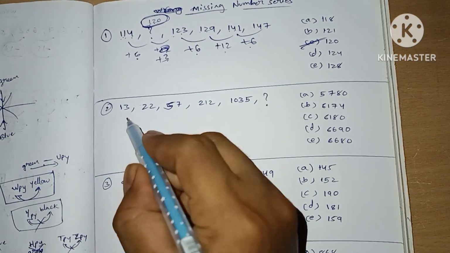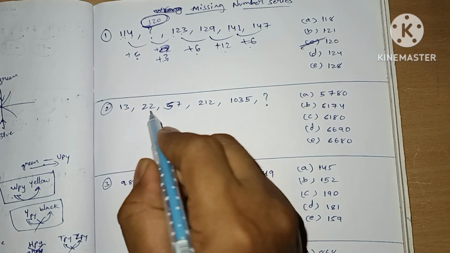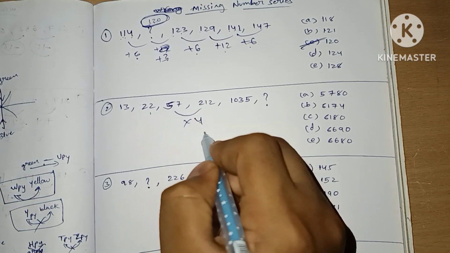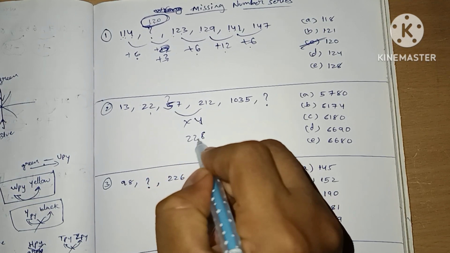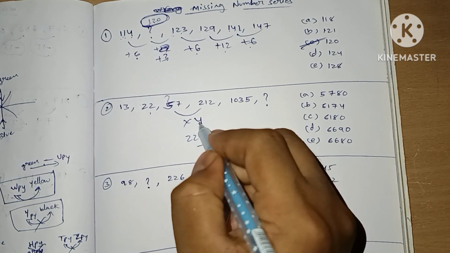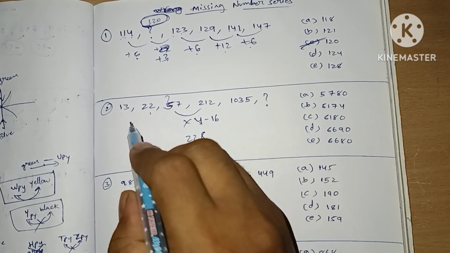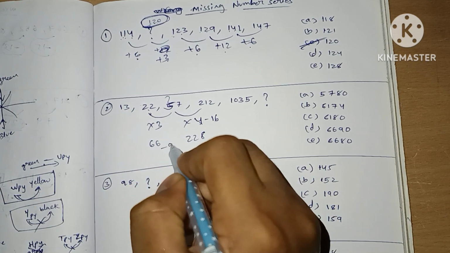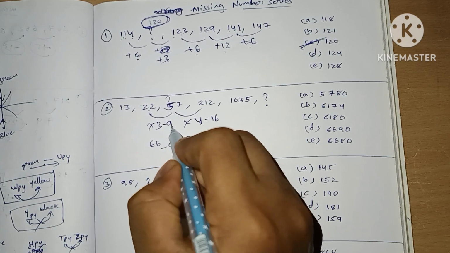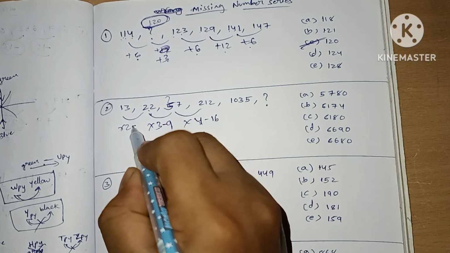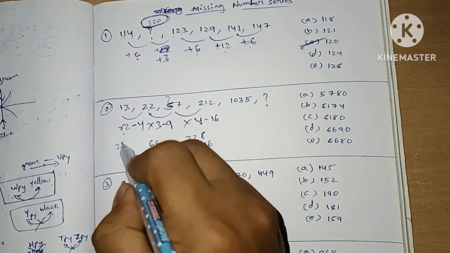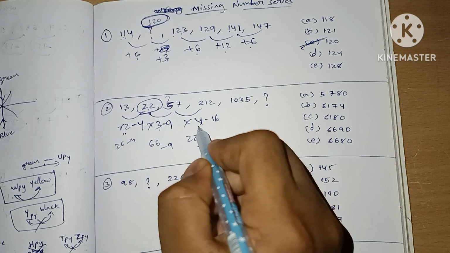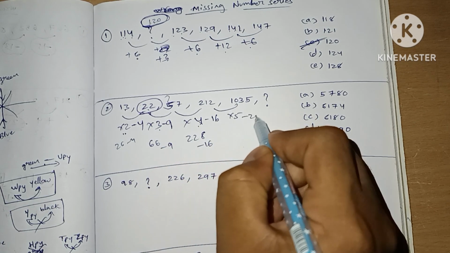Next question, here I can clearly see that this is nearly 4 times, 7 4 times is 28, minus 16, so into 4 minus 4 square. Here it must be into 3, 22 3 times will be 66, minus 3 square. It must be into 2 minus 2 square. 26 minus 4 will be 22, so into 2 minus 4, into 3 minus 9, into 4 minus 16, so it must be into 5 minus 25.